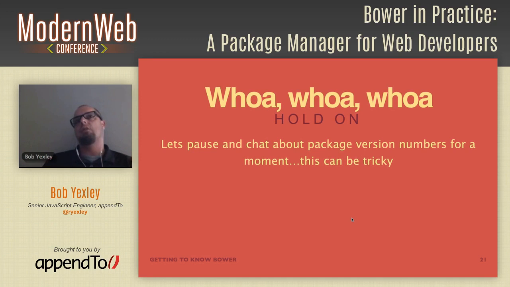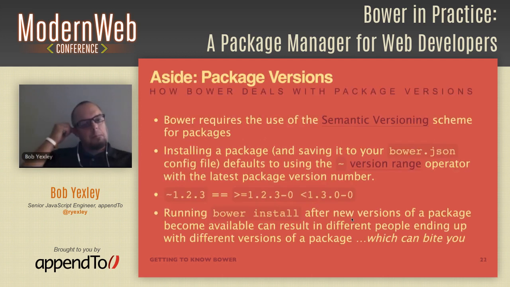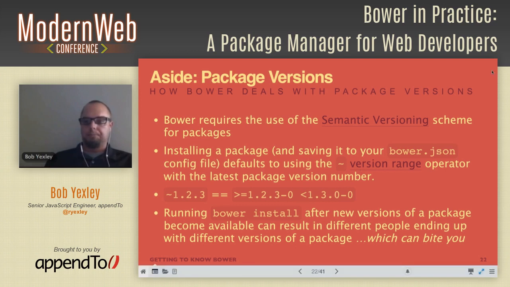I did a training earlier this year that used this exact same slide deck, and I didn't include these slides in it. Since I originally wrote this presentation and have had some more experience with Bower, this particular topic, and the reason I put these slides in here, is because this is an area that is a real gotcha for Bower, where we've actually been bitten by not understanding how this works. So Bower requires the use of semantic versioning for its packages.